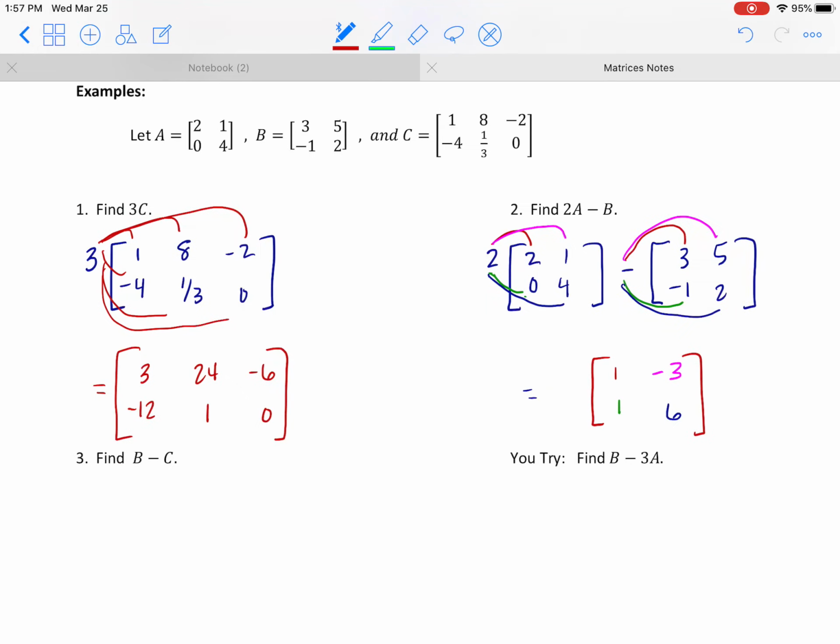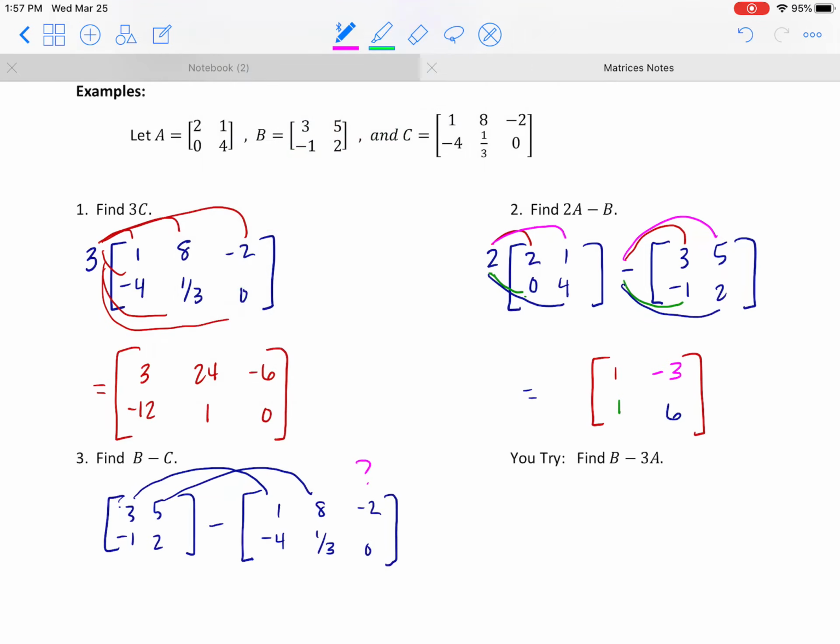Okay, B minus C. If you notice, B is a 2 by 2 matrix. So we have 3, negative 1, 5, and 2. And if we tried to subtract C, which is 1, negative 4, 8 and 1/3, negative 2 and 0, we're not going to be able to perform this operation because while we have entries that correspond here, we have nothing to correspond with the elements that are in this last column. So this is not possible. And that's all we would have to say for an answer.